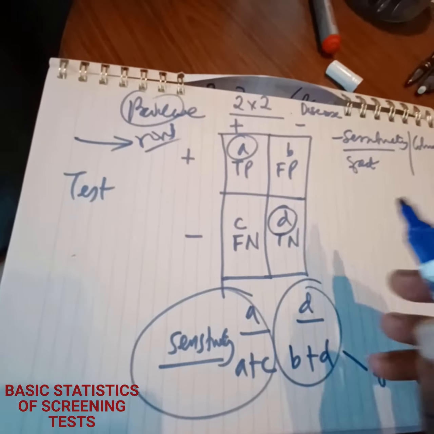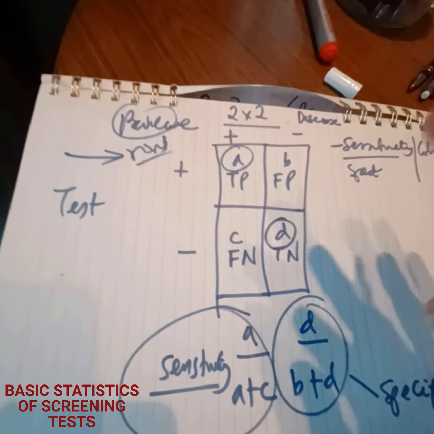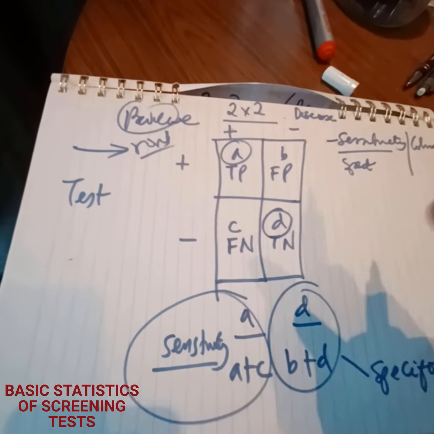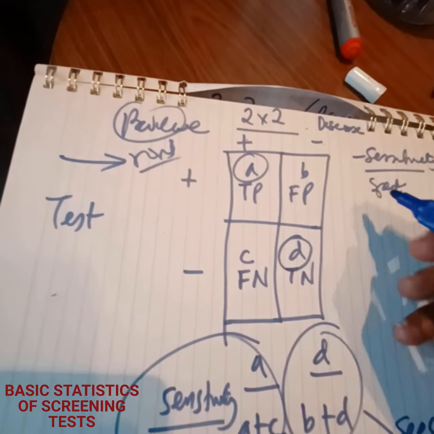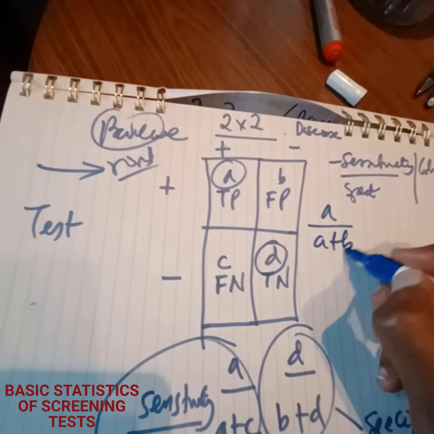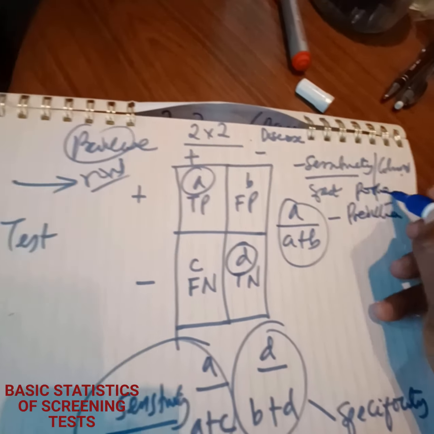Now, starting with positive predictive value, remember it has to do with the proportion of people that actually have the disease out of the proportion of people that test positive for the test. So what you would do is you're going to come here, it's going to be A all over A plus B. So this gives you the formula for the positive predictive value.